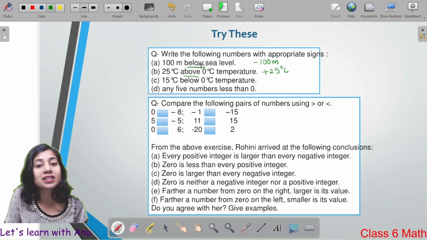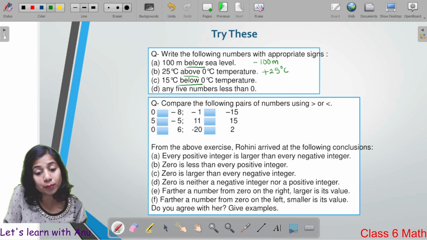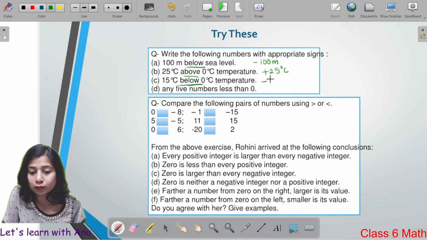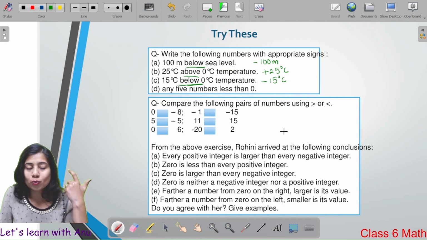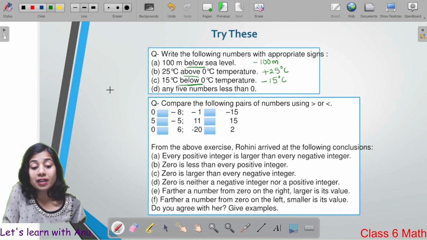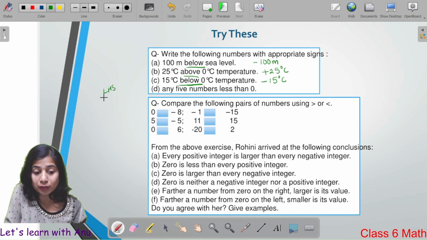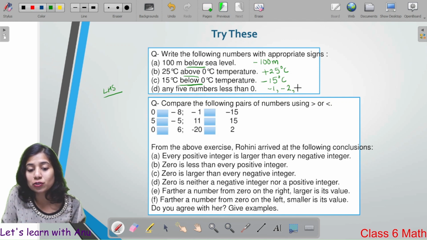So these keywords are very important. Try to understand them. 15 degrees Celsius below. Below means negative, -15 degrees Celsius. D part: any 5 numbers less than 0. Class, I hope you remember, just visualize the number line. Less than 0 means numbers lying on the left hand side of 0. They can be any numbers like -1, -2, -3, -4, -5 and so on, right?